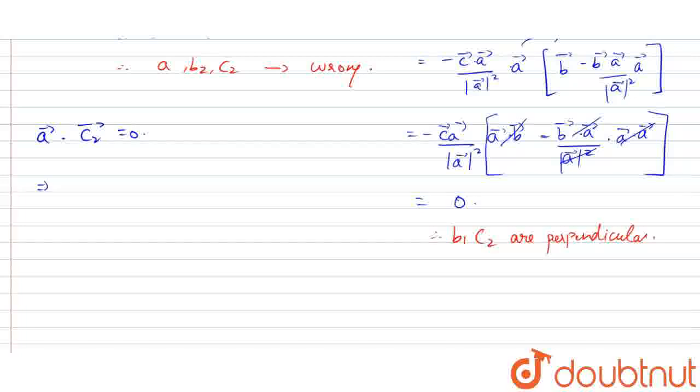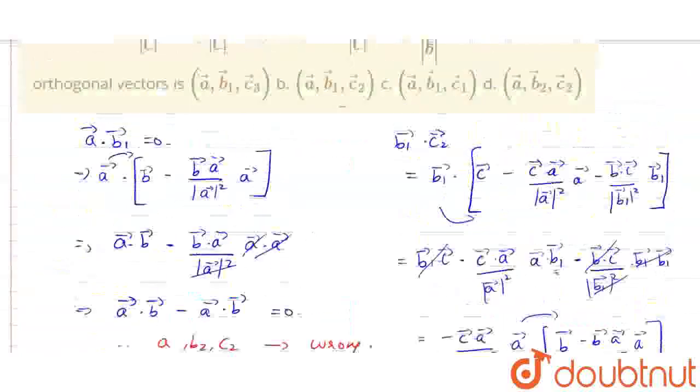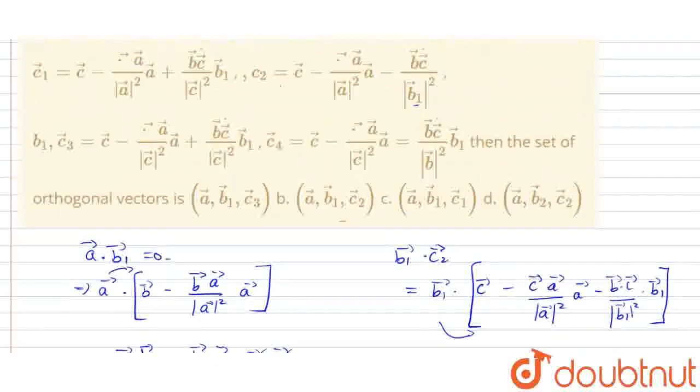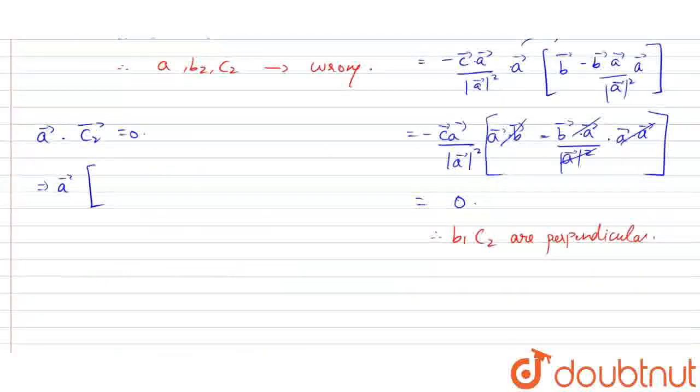Now I'm going to substitute the c2 vector here. So a vector dot c2 vector. C2 vector is c vector minus c vector dot a vector divided by mod of a vector the whole square into a vector, minus c vector dot b1 vector divided by b1 vector the whole square into b1 vector.